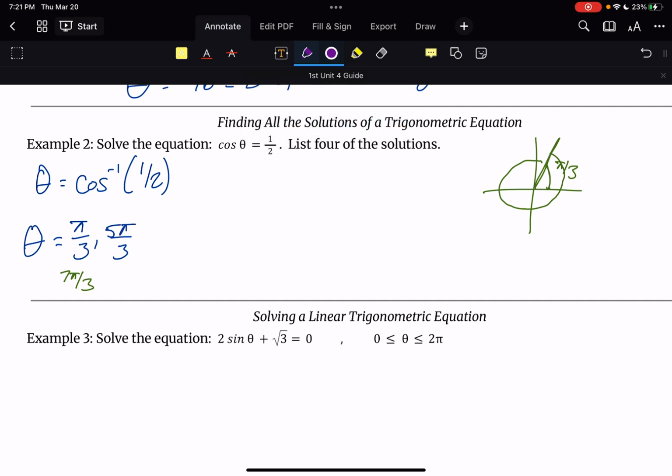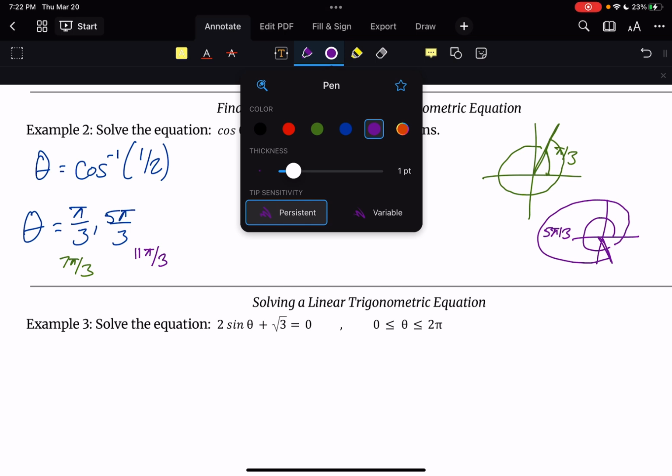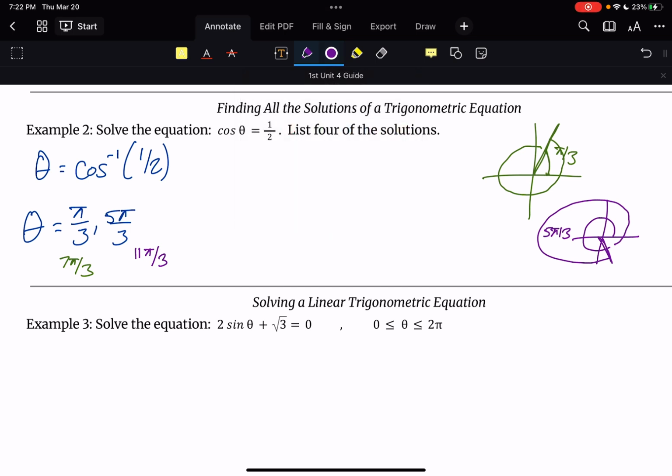And then 5 pi over 3 is going to be down in quadrant 4. So this rotation is 5 pi over 3. If I go around again, it's going to be adding that 6 pi over 3, and I get 11 pi over 3. Okay, so there are 4 of my solutions: pi over 3, 5 pi over 3, 7 pi over 3, and 11 pi over 3. Again, we know that we could write an infinite number of solutions, but these are just 4 of them that satisfy that equation.